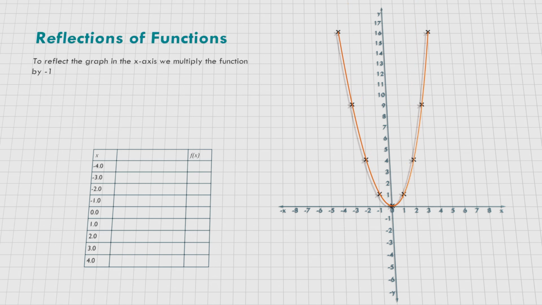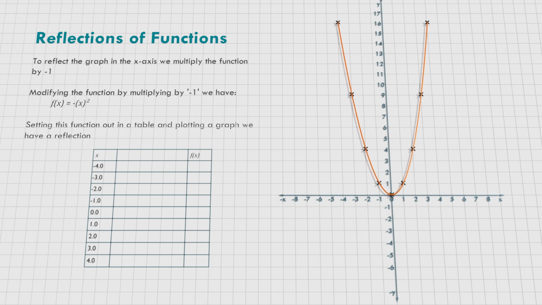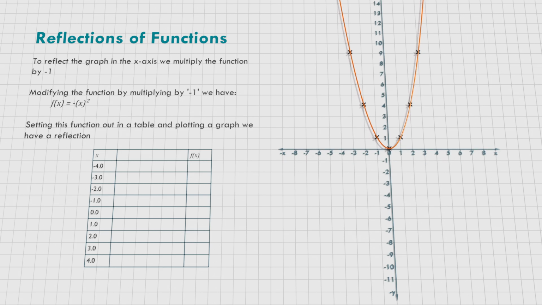To reflect the graph in the x-axis, we multiply the function by minus 1. Modifying the function by multiplying by minus 1, we have f(x) is equal to minus x squared. Setting this function out in a table and plotting a graph, we have a reflection.